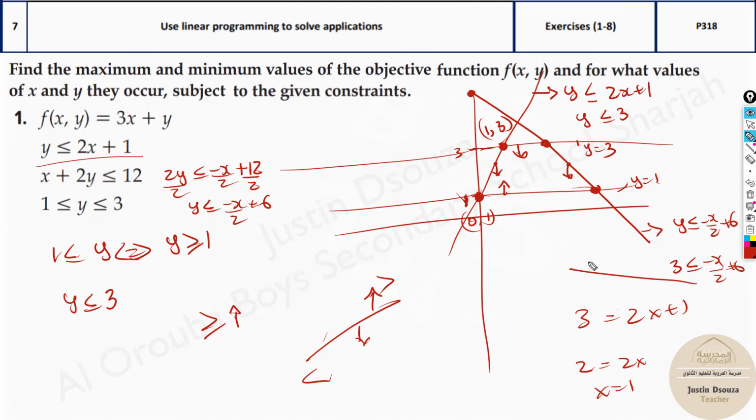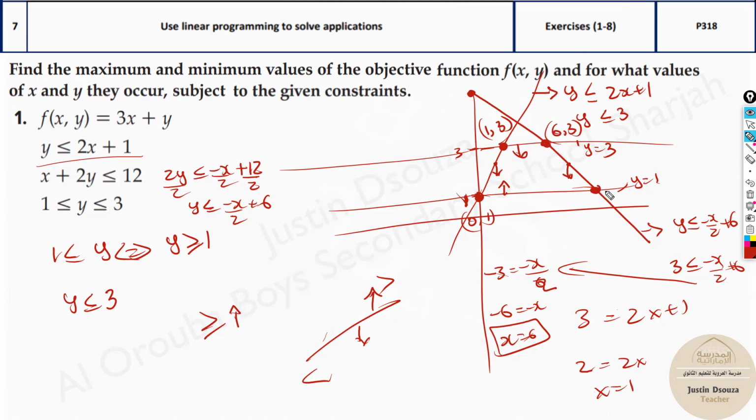6 goes to the other side. I'll solve it over here. 6, when it moves to the other side, will be minus 6 plus 3. It's minus 3 equals negative x by 2. Take it to the other side, it will be minus 6 is equal to minus x. Both minuses cancel, so x is equal to 6. So this point is 6 comma 3.